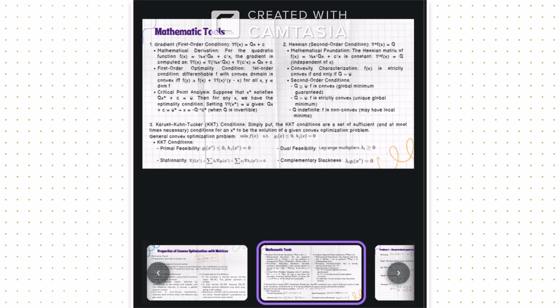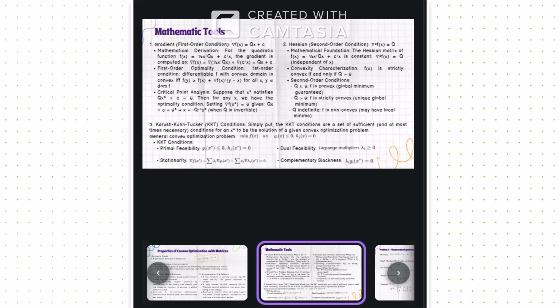So, the Hessian second-order condition. The Hessian of the quadratic function is constant. The Hessian of f(x) equals Q. So the convexity characterization in terms of the Hessian is: Q positive semi-definite, f is convex and a global minimum is guaranteed; Q positive definite, which means f is strictly convex and the global minimum is unique; Q indefinite, which means f is non-convex and may have local minima.